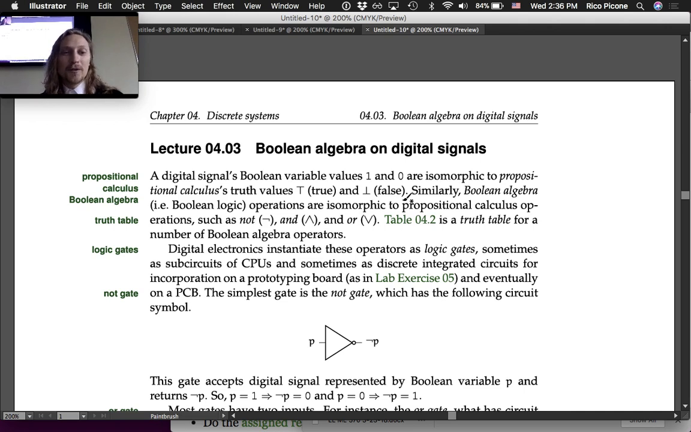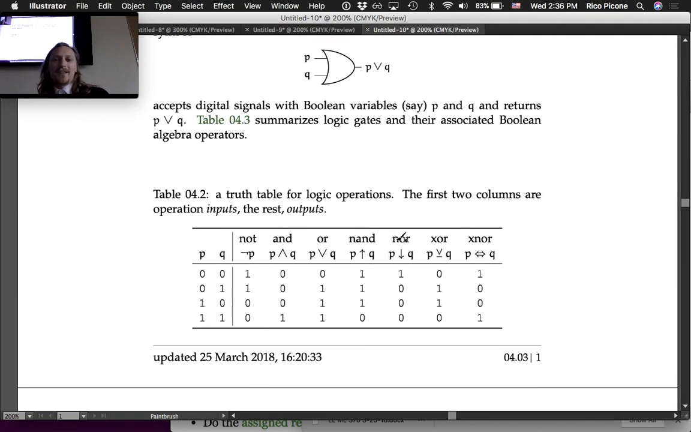Similarly, Boolean algebra, also called Boolean logic, operations are isomorphic to propositional calculus operations, such as not, with this weird symbol, and, with this symbol, and or, with that symbol. Table 4.2 is a truth table for a number of Boolean algebra operators. So let's take a look, because we have probably all seen some of these things before, but the extent to which we've seen them and our comfort levels probably all vary. So let's talk about this table for a minute. I don't expect us to understand all of these at a deep level, but all of it's logical, so we should be able to get it.